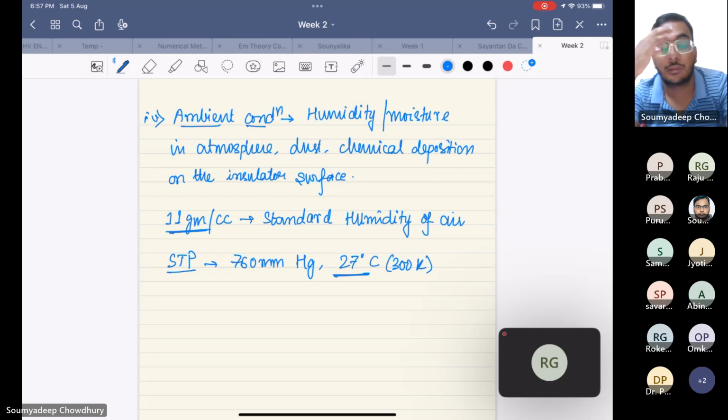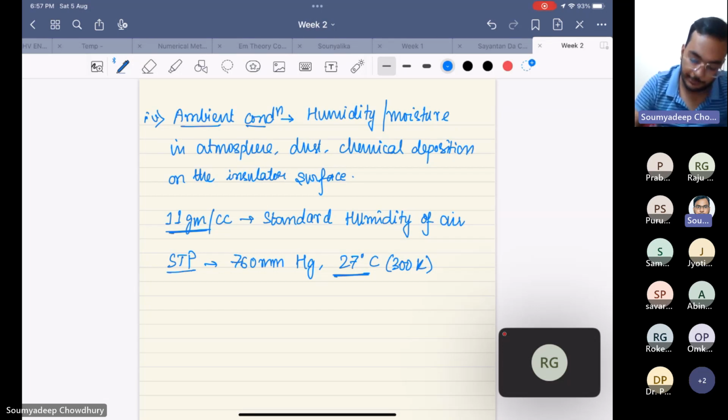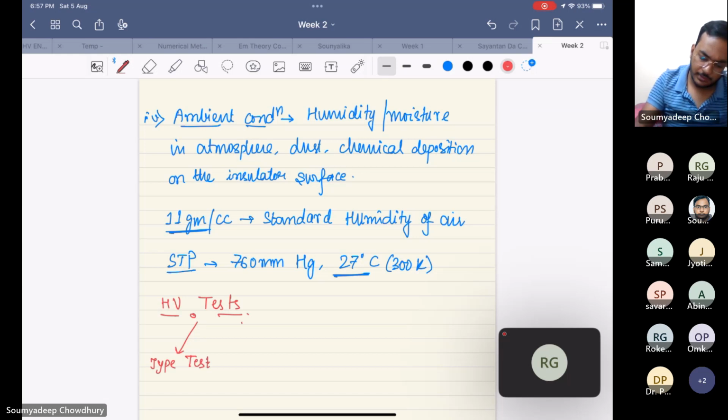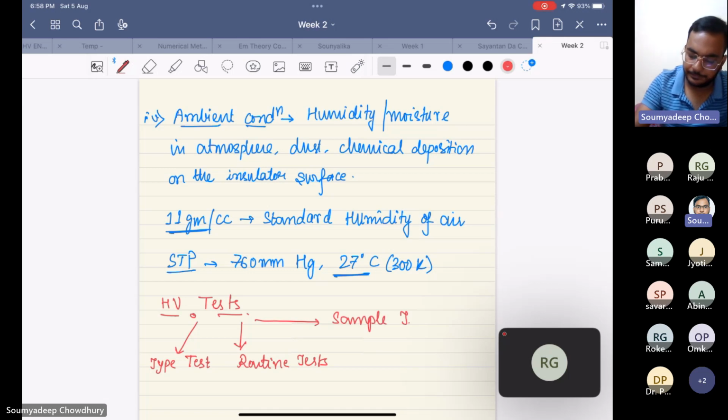So now, as Mr. Purushottam was talking, we'll be talking about the different classifications of high voltage tests. Number one is the type test. Then we have the routine test. And next we have the sample tests.